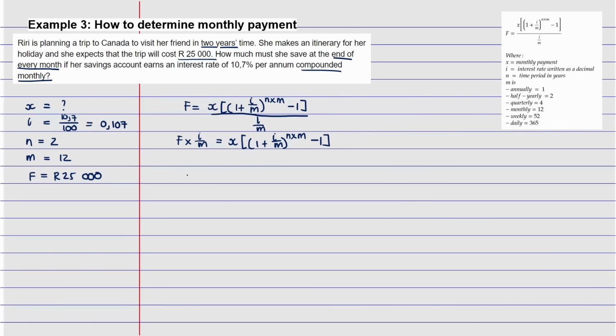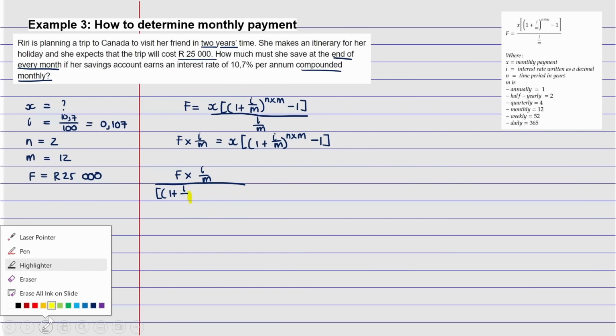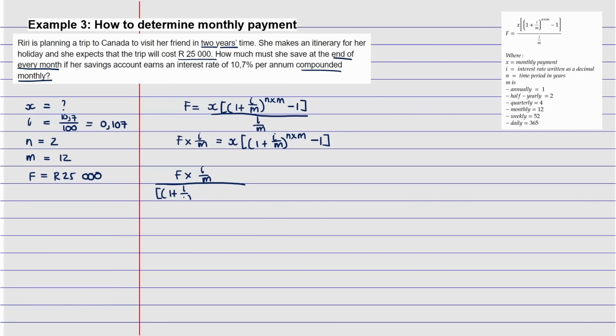Then take the square bracket and divide on the other side, so it's going to be F multiplied by I divided by M, and this whole thing divided by the square bracket, 1 plus I divided by M, to the power N multiplied by M, minus 1. And this is going to be equal to X.